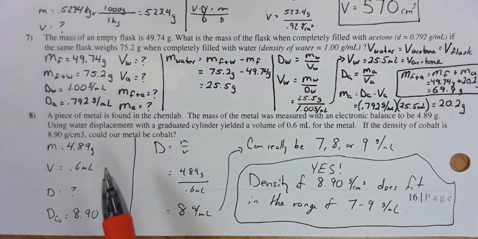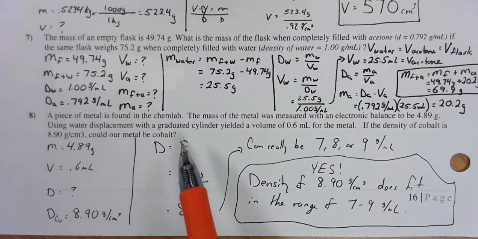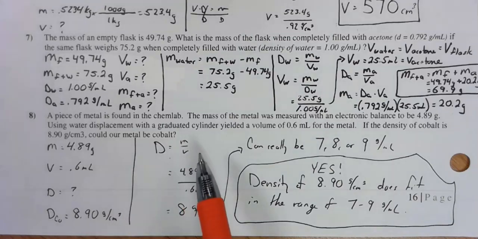Could our metal be cobalt? So all you want to do is compare the two densities. Density is mass over volume. Plug your numbers in with units. 4.89 grams of our mystery metal over 0.6 milliliters of our mystery metal, which is the same as 0.6 centimeters cubed. 1 sig fig in your answer, right? So you do 4.89 divided by 0.6, you get 8 grams per milliliter, or 8 grams per centimeter cubed.